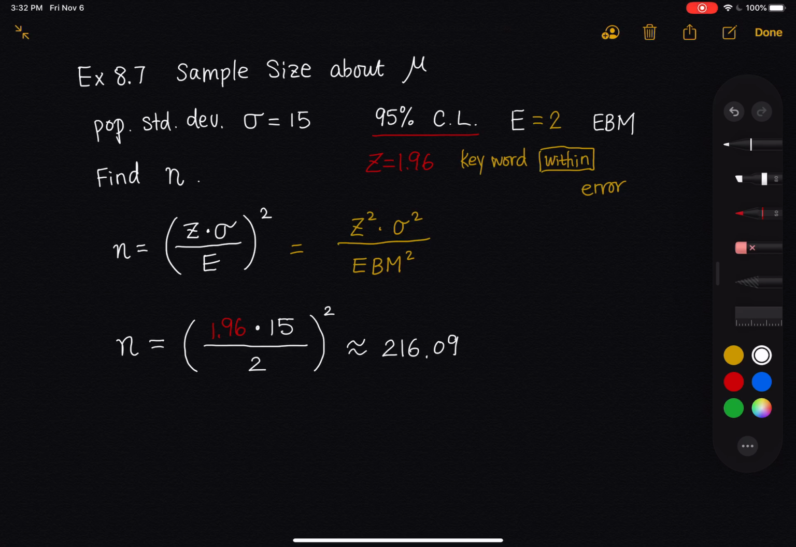And you don't round it to 216. Okay, it's not just rounding. When we have a sample size problem, we always round up. And it's very important you understand what round up means. Okay, you don't just round, you round up. Meaning if you need to survey 216.09 people, right, you can't count half of a person. It's one extra person. So you will just need to survey 217 people in order to make your error to be within 2.